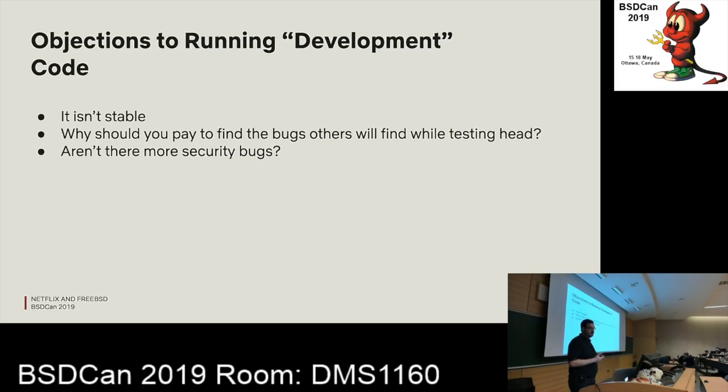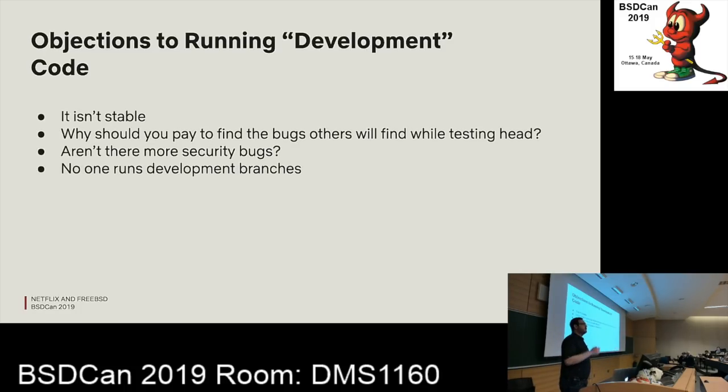For security bugs, I think many or most of the security bugs are also in the stable branches. There's been very few that we've found that are specific to the head branch. And so I don't think that's really a very large concern of ours.